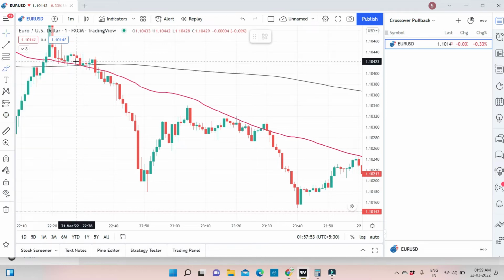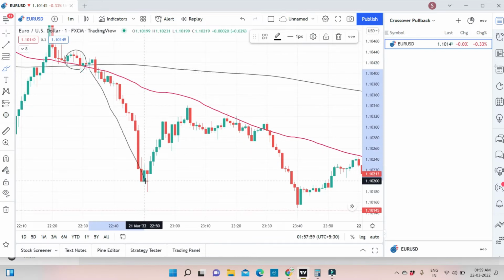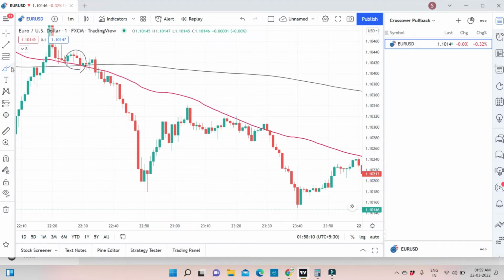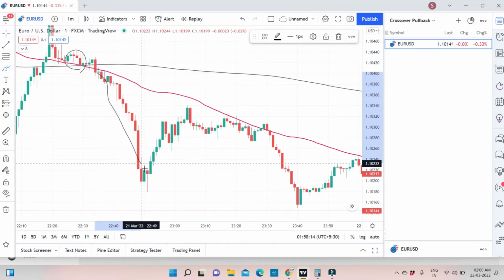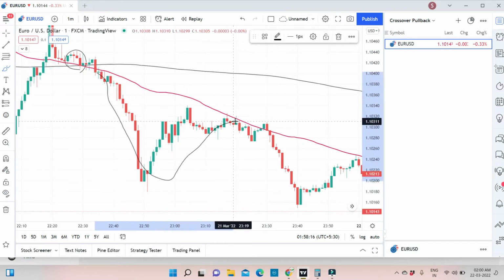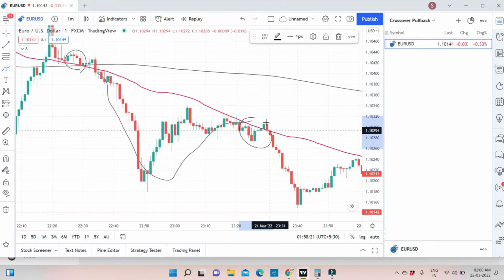Now, whenever this crossing happens like this, we are going to wait for a pullback. I'm sorry for my drawing, but if you understand what I mean to say, we're going to wait for a pullback which is like this. In this case, see, this is a pullback. So we're going to take a trade on a pullback.